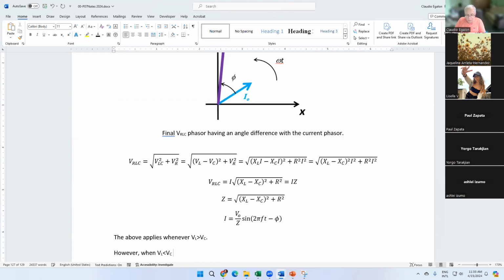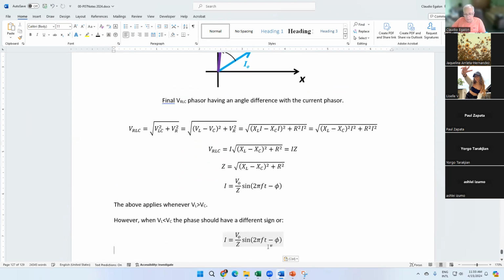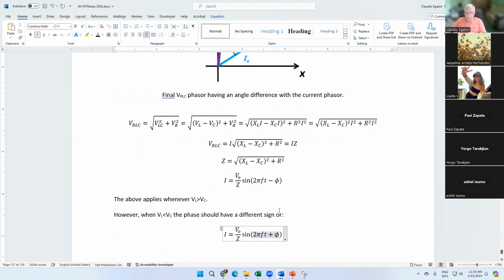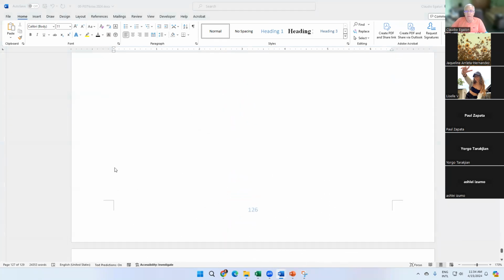The phase should have a different sign, plus. So the general solution should be like that. Yeah, plus and minus phi for the current. And now we have everything, right? So here you go.